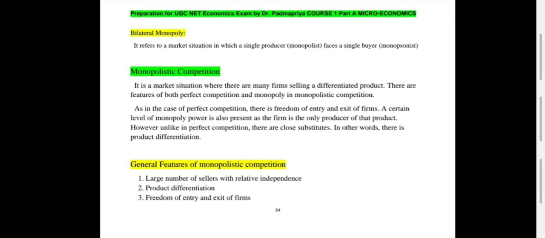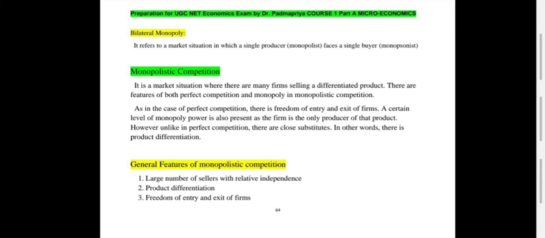For example, we have the toothpaste industry. Pepsodent is produced by a particular company, and we have Colgate, which is produced by another company. Both Pepsodent and Colgate are different products, but they're similar products. So there are close substitutes, but nevertheless they're unique in their own way. That is a good example of product differentiation. Similarly, the soap business is also a good example of monopolistic competition.